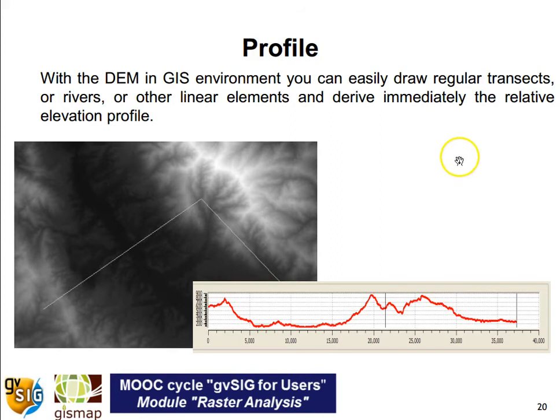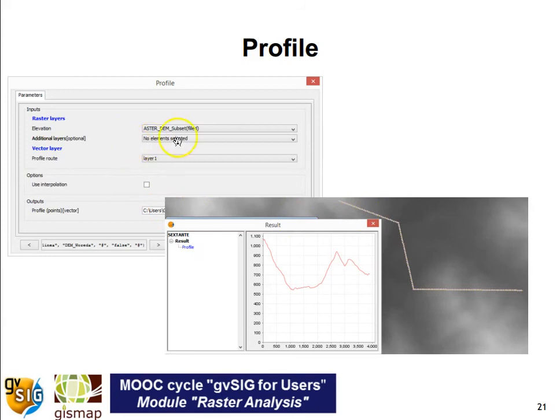and as well you can derive a profile. So let's say that if you have a shapefile, a road, a river, or any linear features, you can derive automatically the profile of the slope of the line. You see this is the line, and in this case you can use this result. You can export this result as an image to import in any report or any data you want to publish.